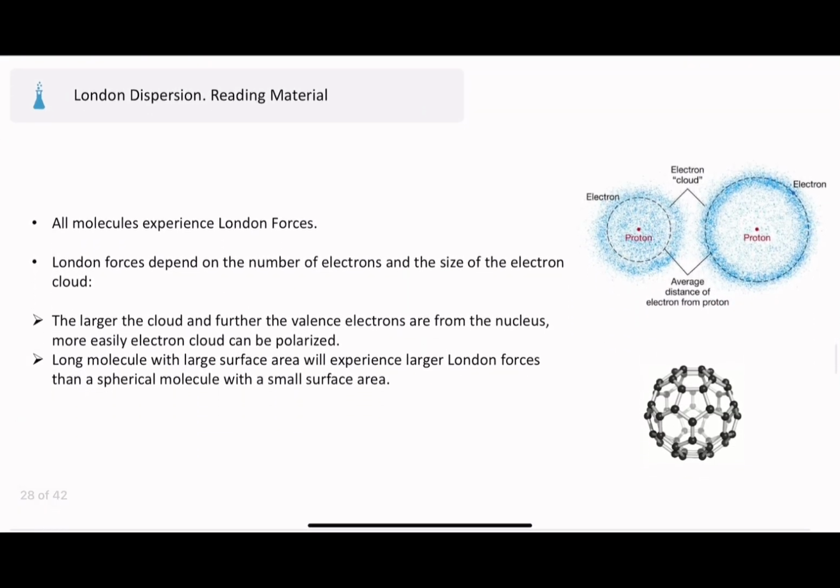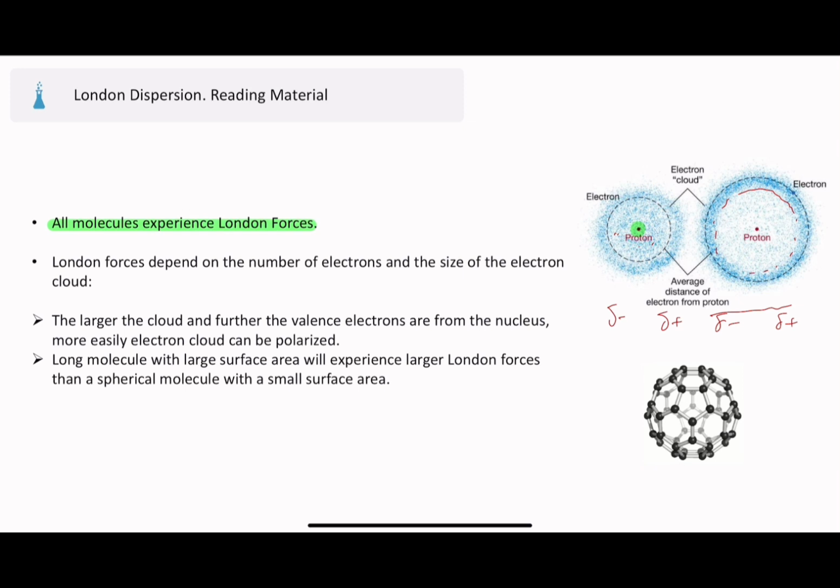Now, London dispersion reading material. Again, we have protons in the middle, and then you see we have electron clouds. Electron clouds are not always spread out evenly. They change. And when you have varying changes in your electron cloud, you can have partial negative and partial positive on one side, and this will get pulled by the partial positive of the other molecule.